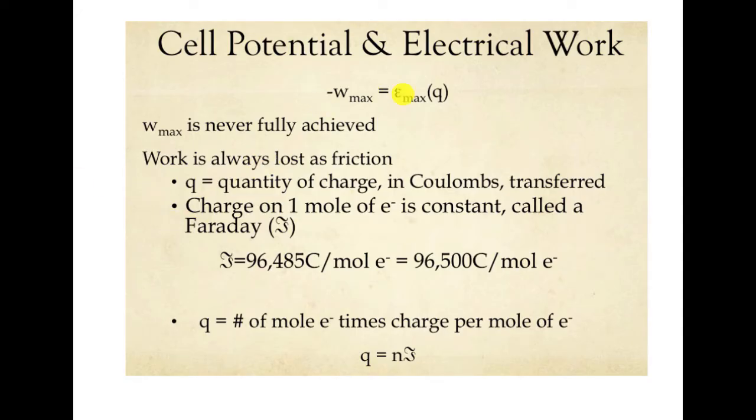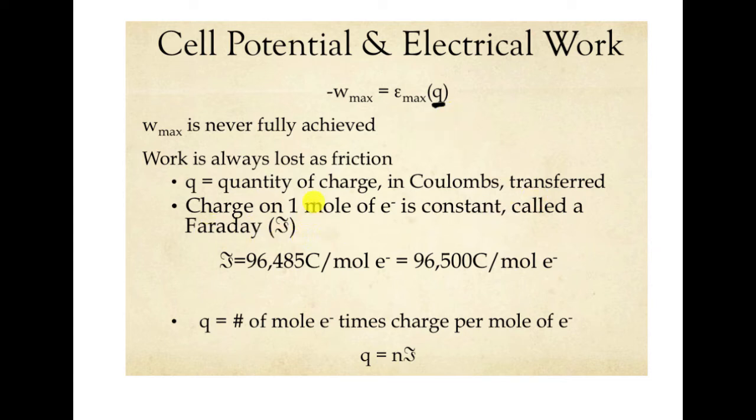If I rearrange that equation, I'll have work is equal to the cell potential coming from a cell or battery and the amount of coulombic charge that's going to transfer. Now the problem with this is that this is the maximum energy that we could possibly get, and we're never going to achieve that. It's always going to fall short of that. So we can break this down a little bit more and look at what Q is in general. Q is the quantity of charge in coulombs that's transferred.